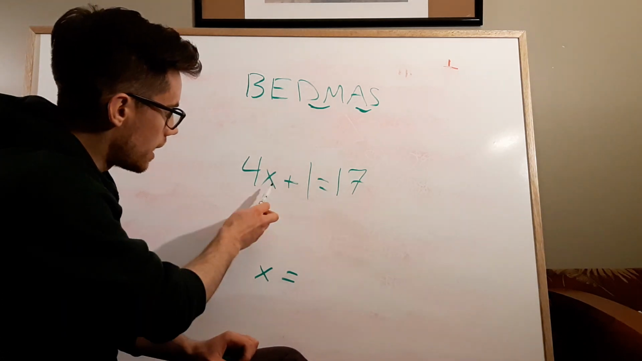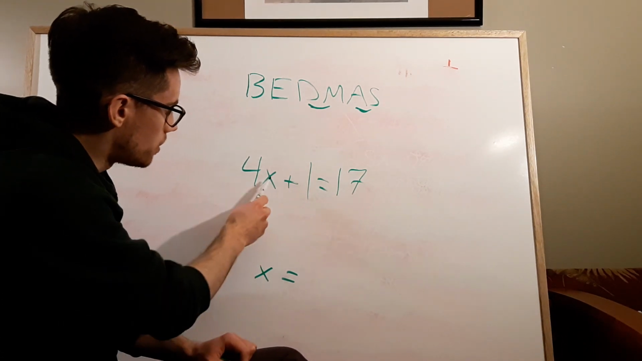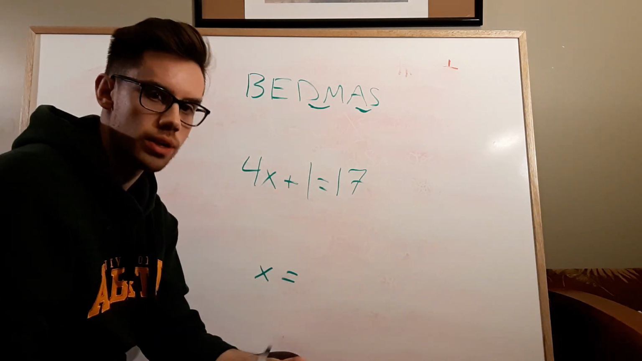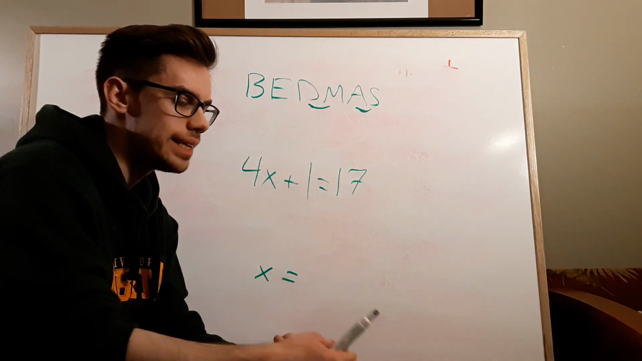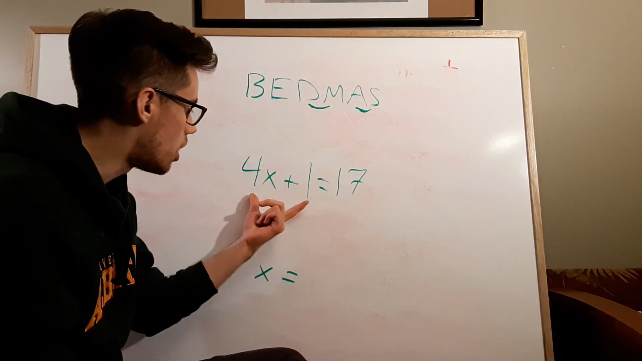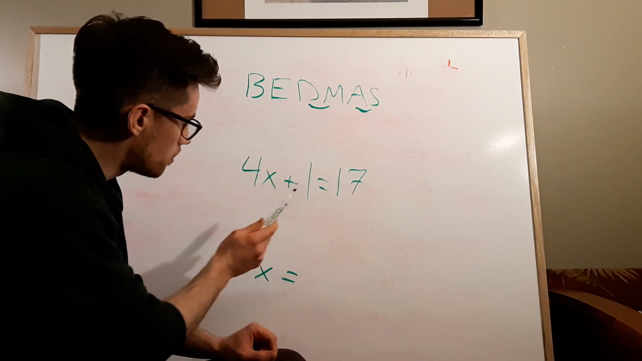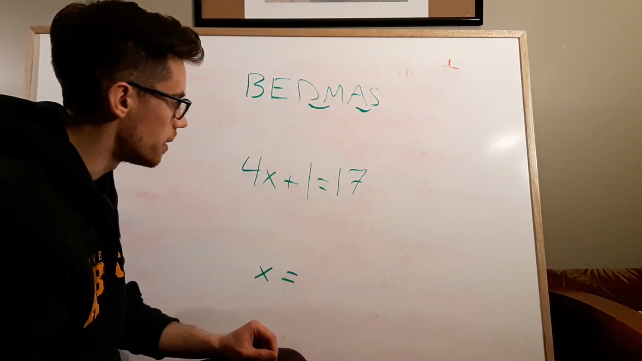So x is being multiplied by 4, and we're also adding this 1. So those are the things I want to get rid of, the 4 and the 1. So I need to undo them by doing the opposite things. I'm going to need to divide by 4 at some point, and I'm going to need to subtract by 1.